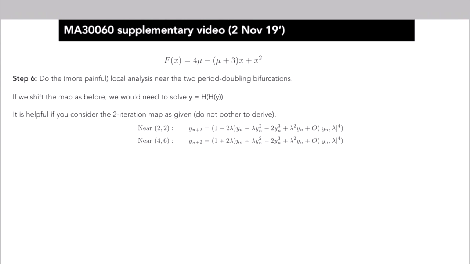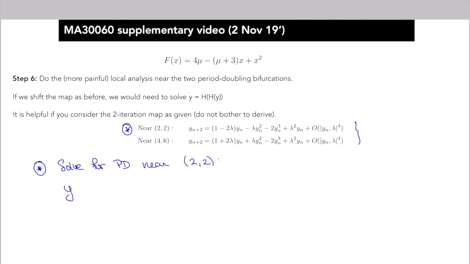Instead, I'm not going to require you to do this. I'm going to give you the h of y map here in these two lines. Near the suspected period doubling points, 2, 2 and 4, 6, those are the h of y maps. So essentially all you have to do is solve y is equal to h of y, replacing y_{n+2} and y_n with y. Let's do that for this top line so you can see what it's all about. Suppose we want to solve for the period doubling bifurcation near 2, 2.